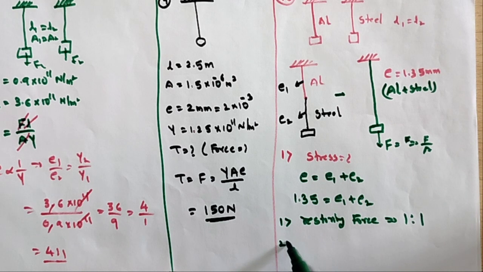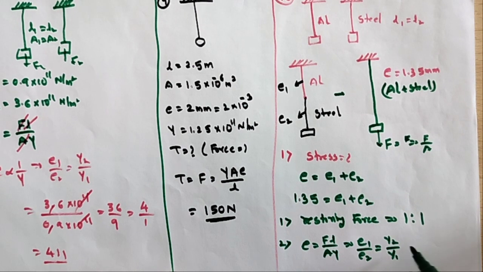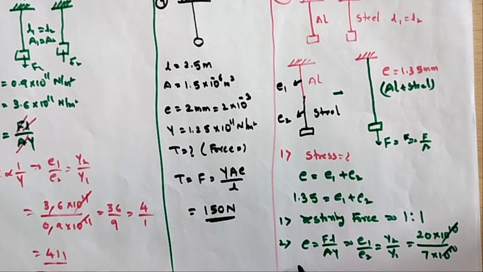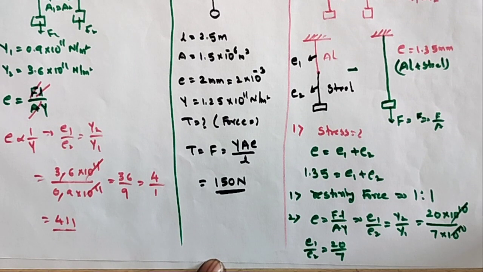Second one, what is the strain? E is equal to FL by AY. Therefore E is proportional to 1 by Y, that is E1 by E2 is equal to Y2 by Y1. So that is 20 into 10 power 10 by 7 into 10 power 10. You can calculate the ratio: E1 by E2 is equal to 20 by 7. This is the ratio of E1 by E2.